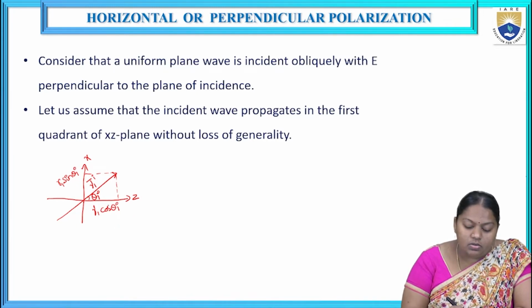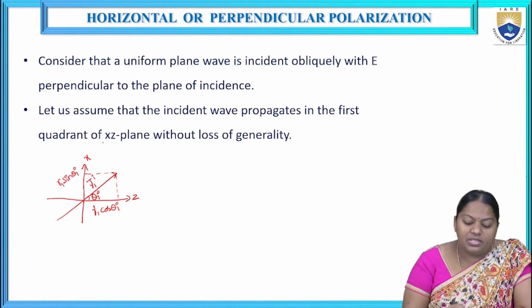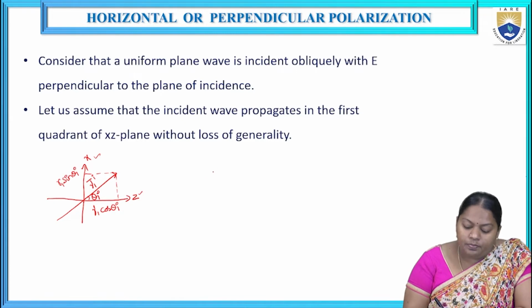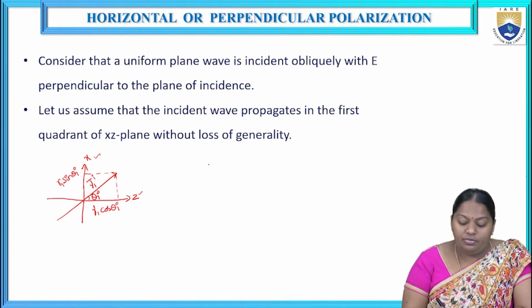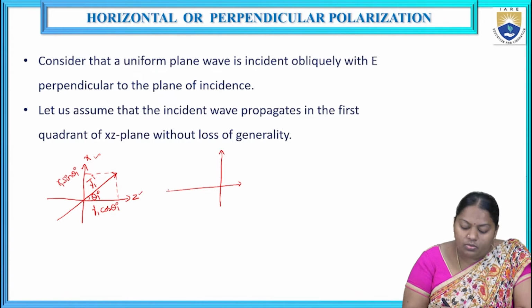Initially we are assuming the incident wave propagates in the first quadrant of the xz plane. Consider the xz plane, first quadrant of the xz plane, which means the x value and z value are both positive values. Okay, and consider another propagation vector, that is for the reflected wave, which lies along the second quadrant of the xz plane.